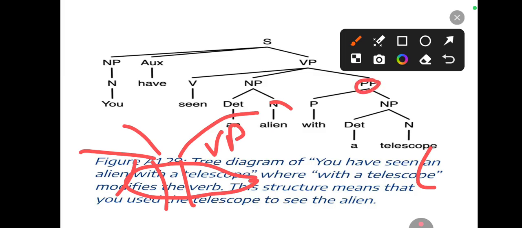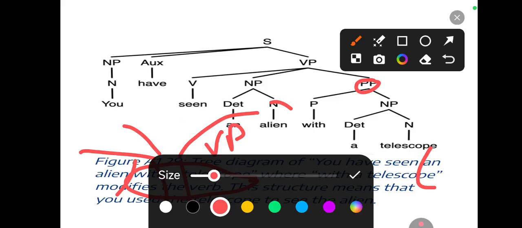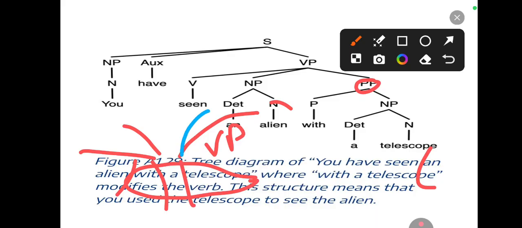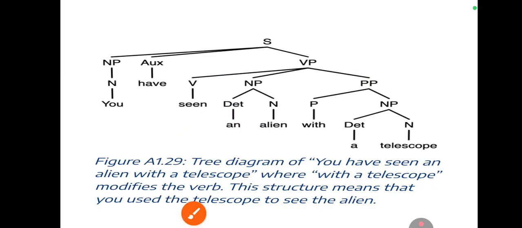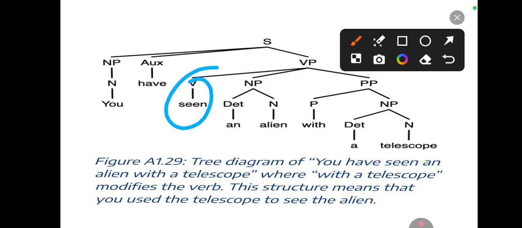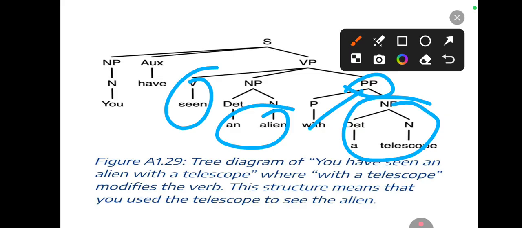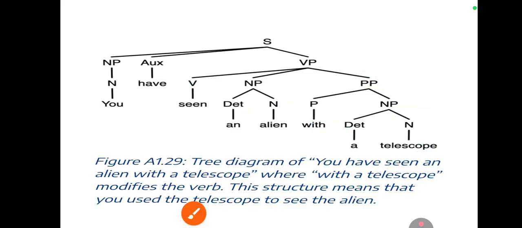So here in the verb phrase, one branch is "seen", another branch is the noun phrase, and the third branch is the prepositional phrase. This way the sentence will be analyzed. So drop the "seen", then "an alien", and then the prepositional phrase. Again the preposition will be dropped, but "a telescope" is again a noun phrase. So sentences are analyzed this way.